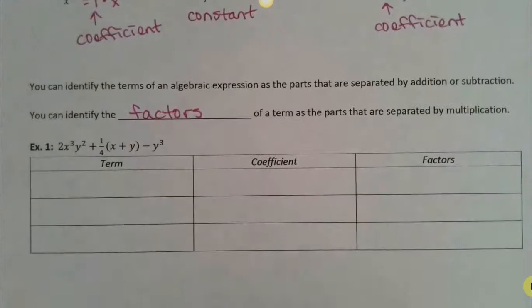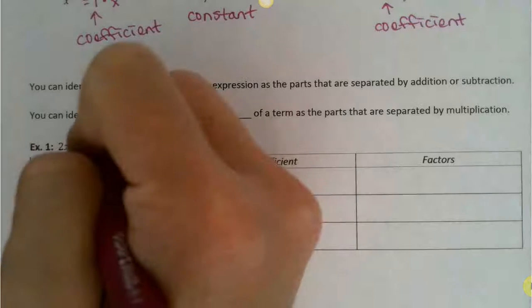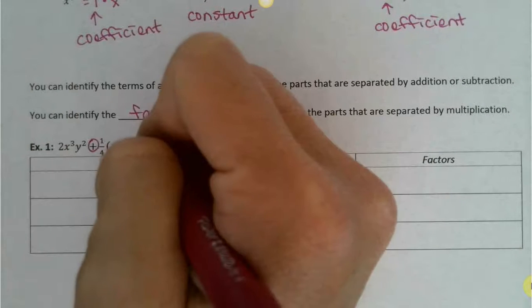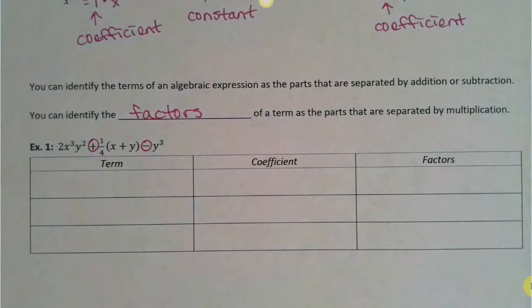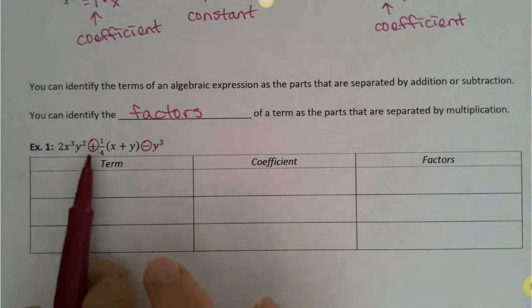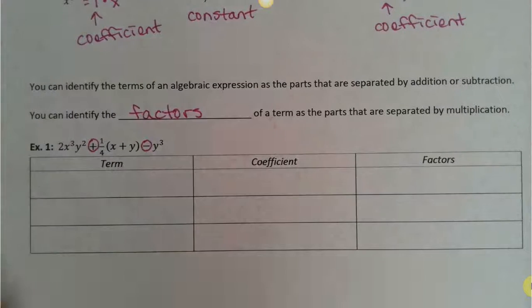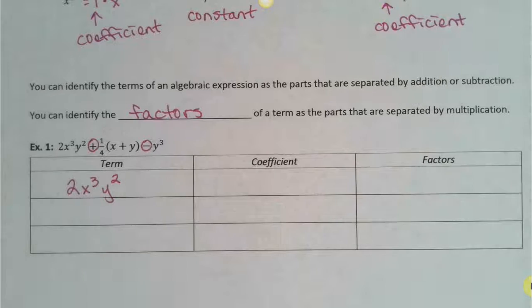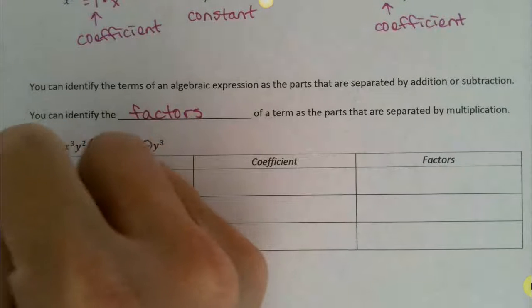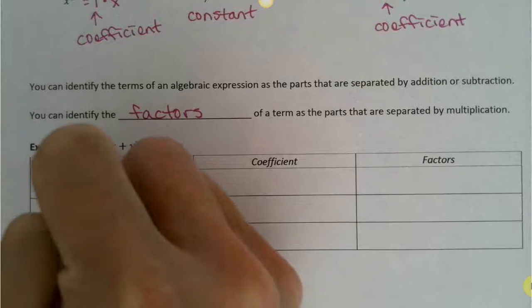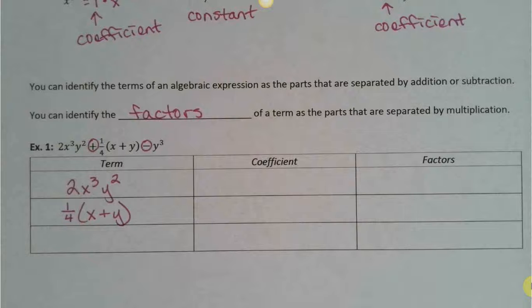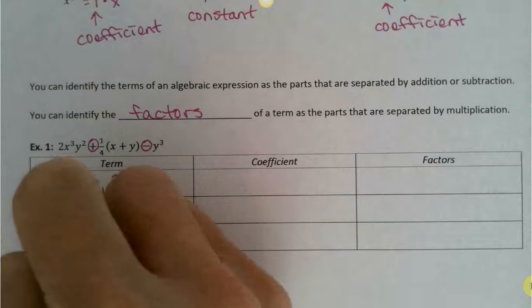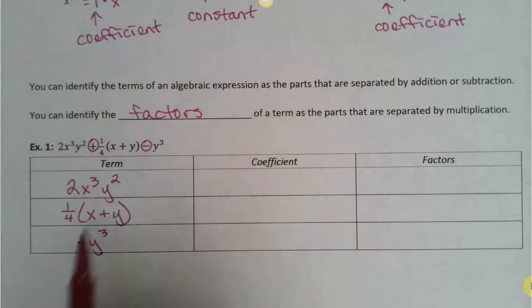So in this algebraic expression here, I see an addition and a subtraction that separate this expression into 3 different terms. So one term would be the 2x cubed y squared. The second term would be the 1/4 times the quantity of x plus y. And then the third term would be the negative y cubed. And notice that negative comes along with it.